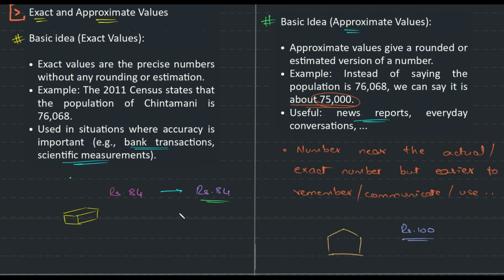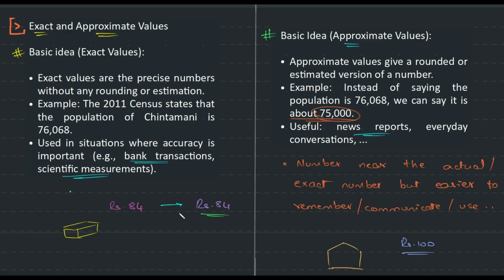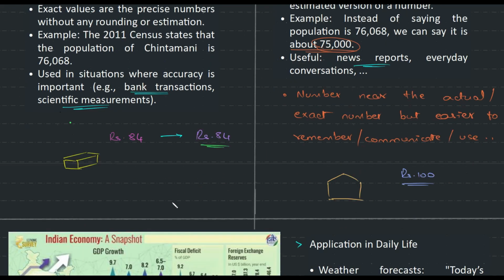So let me explain all of this again. Exact values are nothing but exactly the value you have to take. There is no compromise on increasing or decreasing it. While an approximate value is where you go to the nearest whole number which has a 0 or some number which is much easier to communicate, and much easier to write as well.